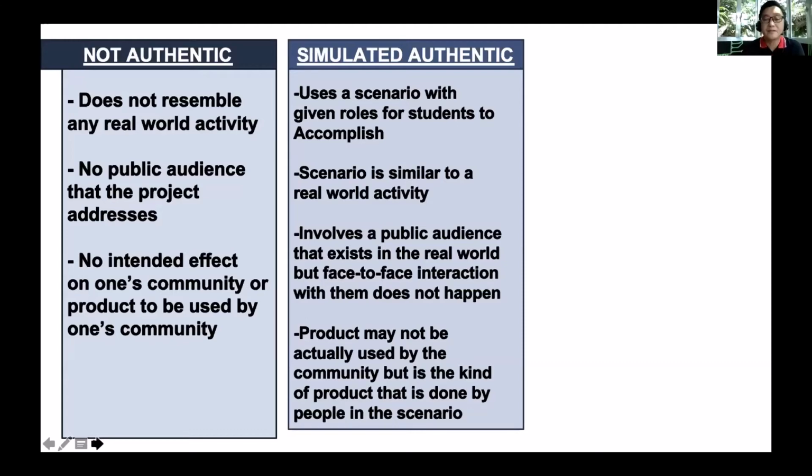And so another thing that makes a product simulated authentic is when it may not be actually used by the community, but it's the kind of product that is done by people in the scenario.